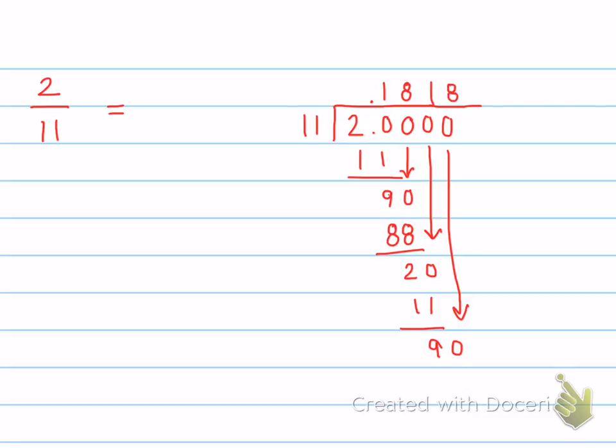So do you see what's happening here? I have 0.1818, and we have a pattern. It's going to be 90, 88, 20, 11. So when I look at what my answer is going to be, it's going to be 18 repeating. So to write that, I write the 18, which is what's going to repeat over and over, and I draw a line over it to show that that's what's going to be repeating. And we call that a repeating decimal.